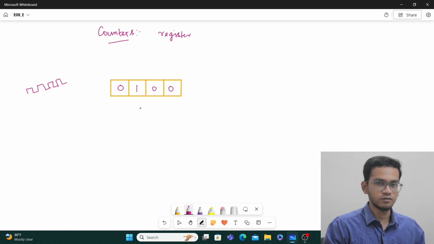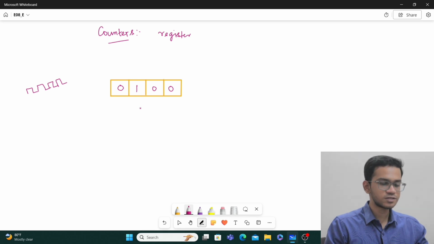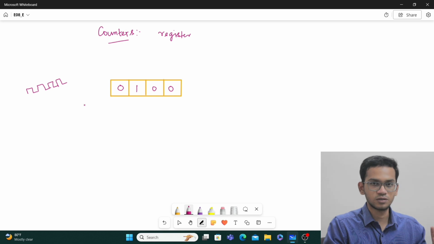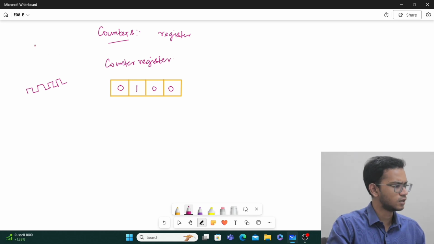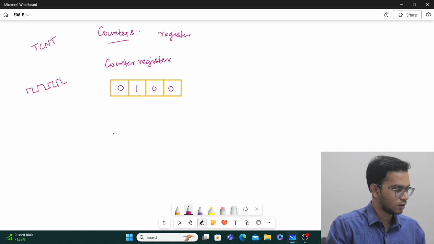This is how a counter basically works. With respect to clocks, you will have the bits getting incremented. So what is it basically doing? It is just counting the clock pulses. That's the main or abstract idea of a counter register. Please make note of this terminology. It is called a counter register. In some microcontrollers it may be called TCNT or something like this. It's basically a counter register.